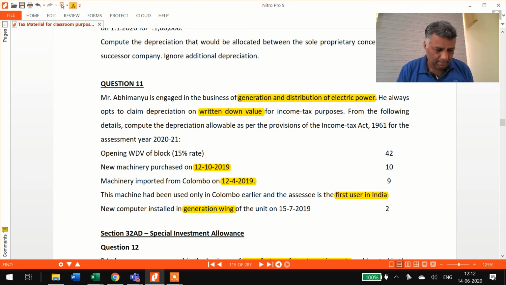We understand that if second-hand machinery is purchased from outside India, it will be treated as new machinery. Yes, you can understand it so. Though it is second-hand machinery, for the purpose of Indian income tax law, this is only new machinery. Generation means manufacturing.